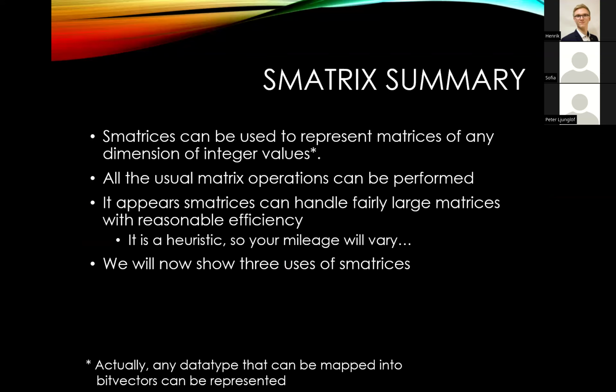So, symbolic matrices, I think they're kind of used to represent matrices of any dimension of integer values. Actually, it doesn't have to be integers. You could represent floating point numbers at the bottom, or anything that you can map into a bit vector effectively. So you can actually have symbolic data types at the bottom as well. You can do other operations you can imagine. But the arithmetic would be slow if it was floating point numbers. Yeah, the arithmetic would likely be significantly slower and potentially blow up.